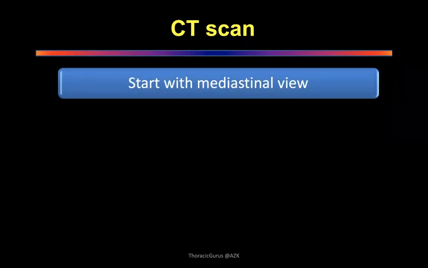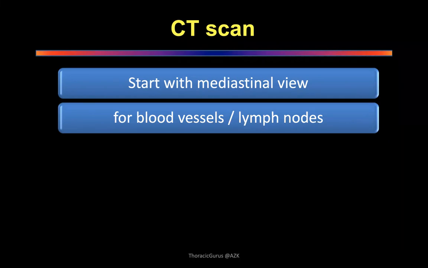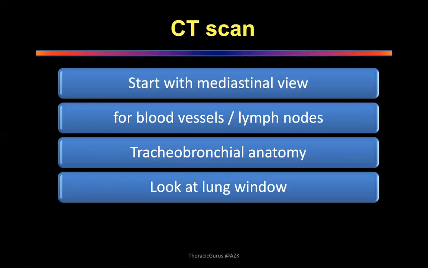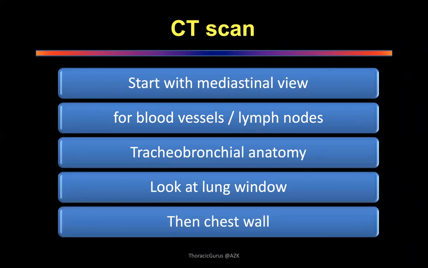You're going to start with the mediastinal view. Always look at the mediastinum. Look for blood vessels and lymph nodes in the mediastinum. Look for tracheobronchial anatomy. And then look at lung windows. So always start with mediastinal windows and then look at lung windows, okay? And then you look at the chest wall. So you start in the middle and work your way outwards. That is a good method for looking at CT scans. So whenever we show you CT scans, always midline first and then move your way out to the periphery, okay?